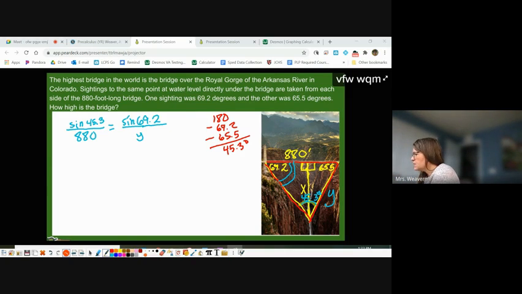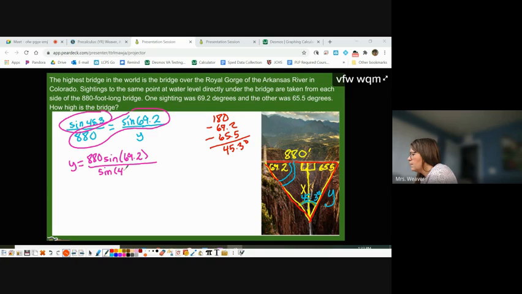All right, let's cross multiply and divide. We should be getting pretty good at this by this point, okay? So Y equals 880 sine 69.2. That's my cross multiply. Divided by sine 45.3.